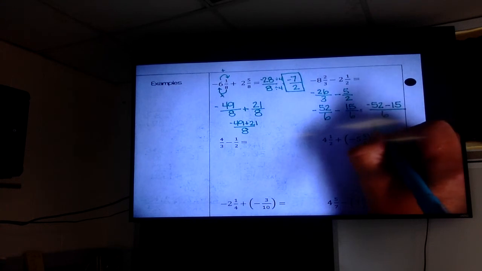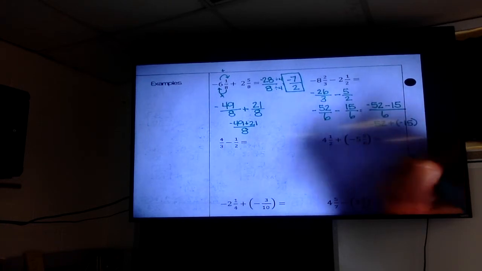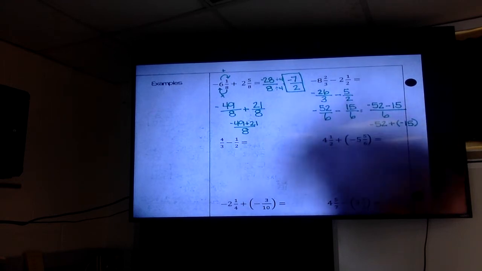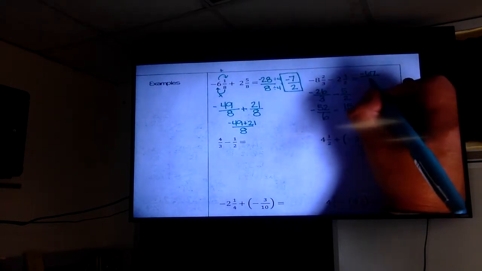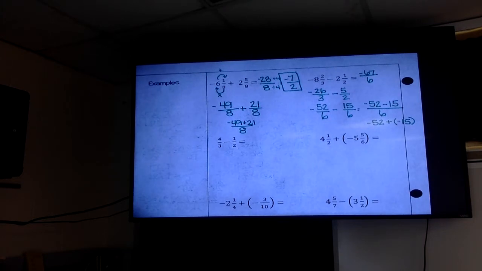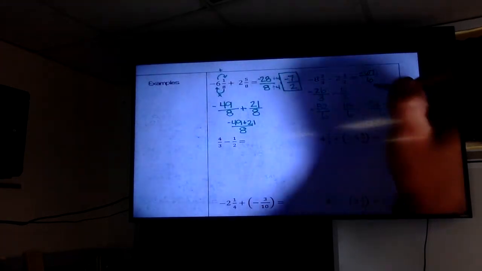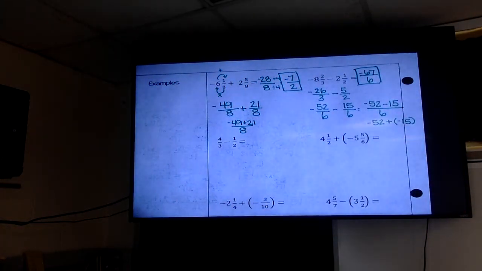Just looking at the top, that's a leave, change, opposite problem. So I would have negative 52 plus negative 15. And since the signs are the same, I'm going to add them together. So that gives me negative 67. And my denominator stays the same, which was 6. And then I look and see if there's any number that can go into both 67 and 6. And there's not. So my final answer is just negative 67/6.